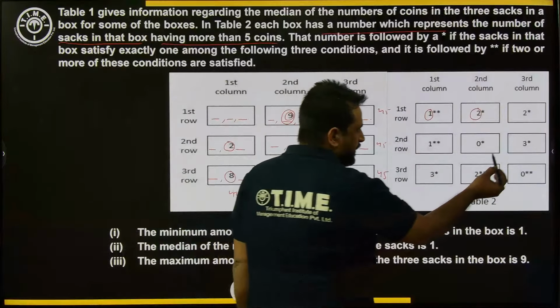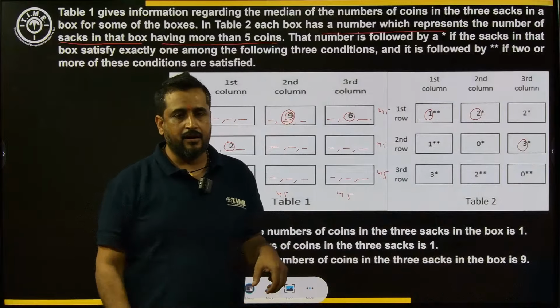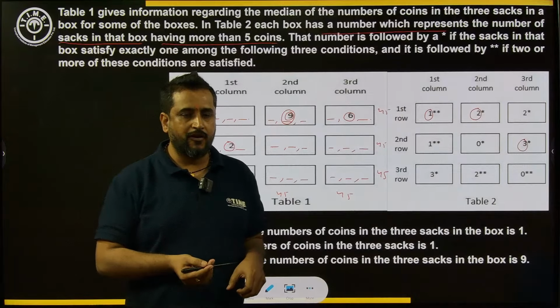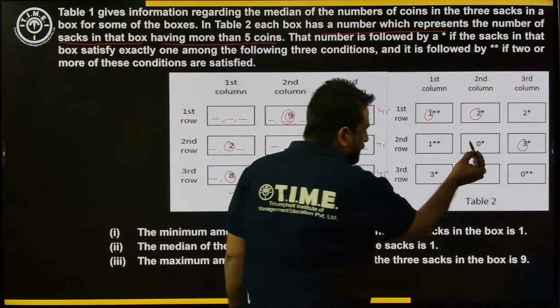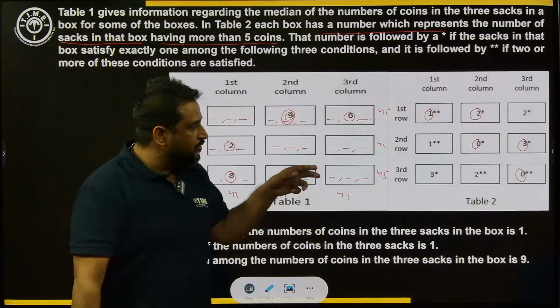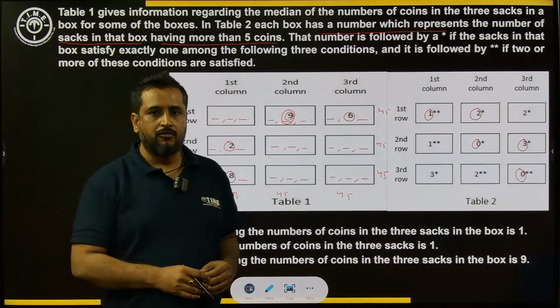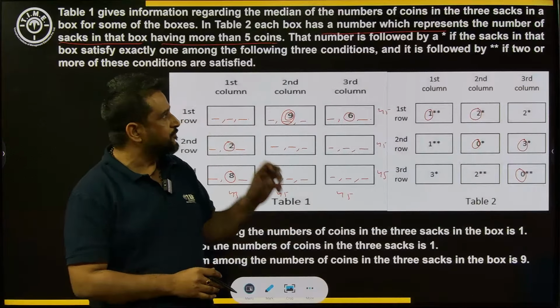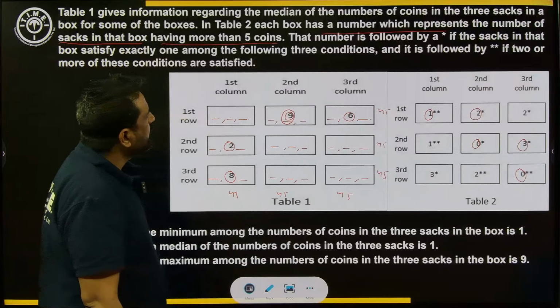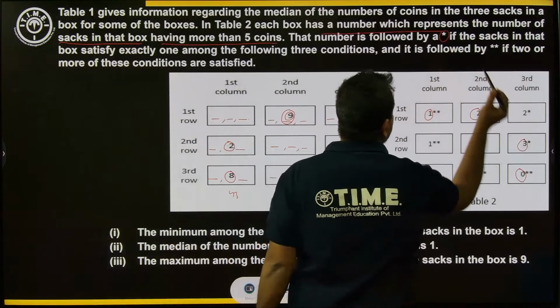If you observe carefully here, number 3. It means all the 3 sacks have more than 5 coins. Now here if you observe carefully, 0 and 0. So in those two boxes, none of the sacks has more than 5 coins. This is what we understood from the first point. What is next given? The number is followed by a star.